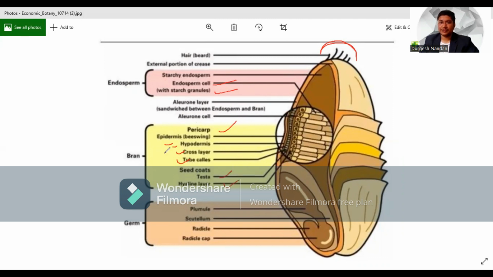Okay, so these are the portions of the seed known as the bran. And the third part, where the germ or embryo is found, contains the plumule, scutellum, and radicle cap. So this is the seed biology: the portions of the seed are divided mainly into three parts: endosperm, bran, and germ. And on the upper side of the seed, the hairs are found, on the external portion. Okay, so this is the seed biology.